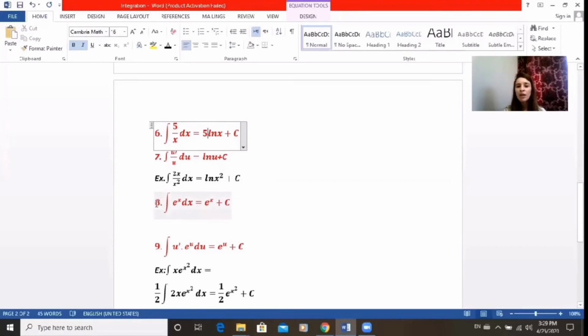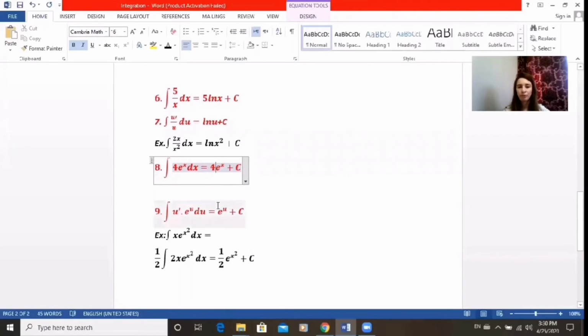Now let's move to the exponential. The integral of e to the power x is again e to the power x plus c. Don't forget c. And the same as here, if it's multiplied by 4, you will multiply by 4, because this number you can put outside the integration. Now the general rule: u prime dot e to the power u, be careful here. The answer is e to the power u. Let's take this example: I have x multiplied by e to the power x squared.